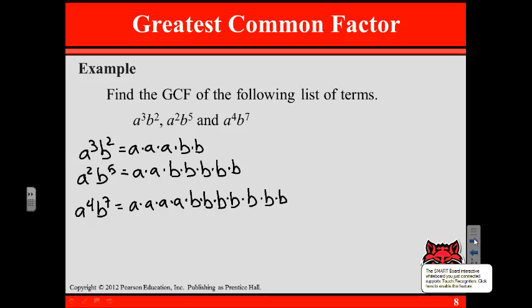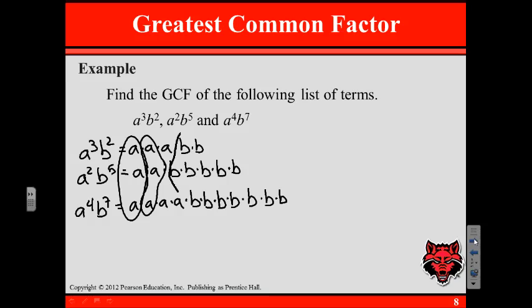But in this case, since we've already written the factors out, let's look at the common factors. I have a common factor of a. I have another common factor of a. That's all the a's we have in common. We then have a common factor of b, another common factor of b, and that's it. So the GCF will be a times a times b times b, or a squared b squared.